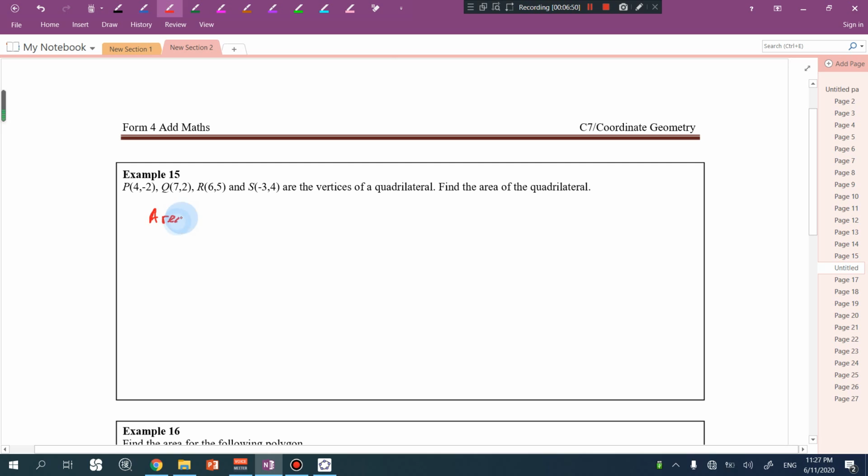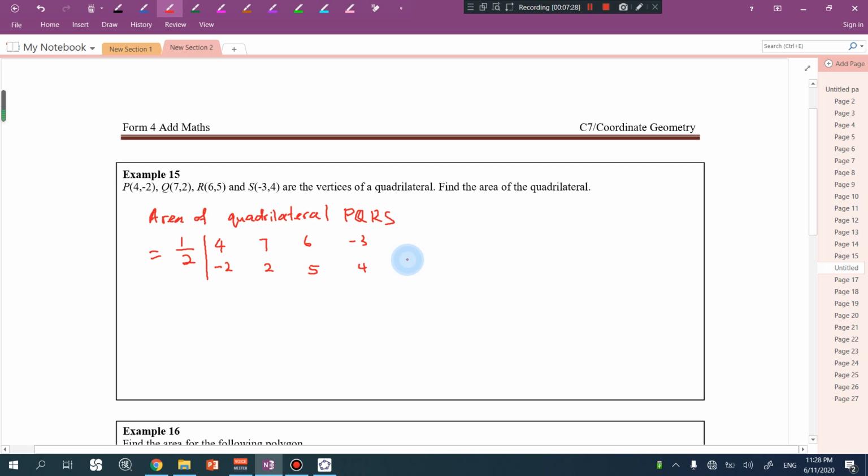Area of quadrilateral PQRS. Remember, every time you use a shoelace formula, start with 1 over 2. Okay, then normally we just follow the sequence here, PQRS. So 4, negative 2, 7, 2, 6, 5, negative 3, 4.